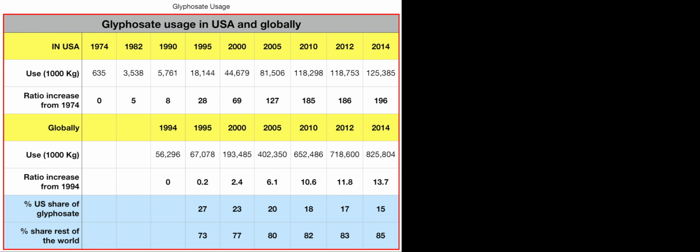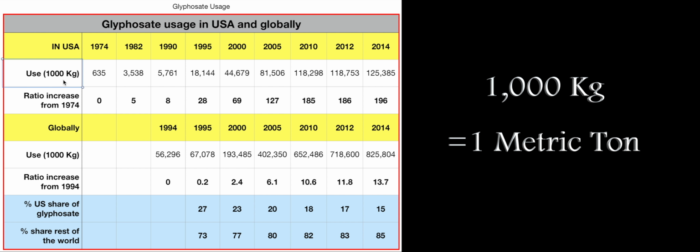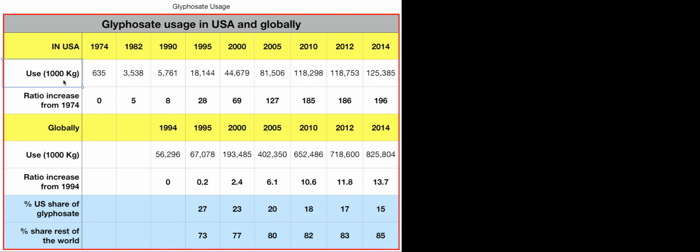Now, the units here are in 1000 kgs. 1000 kgs is also equal to 1 ton, 1 metric ton. So this figure, 635,000 kgs, essentially means 635 tons.